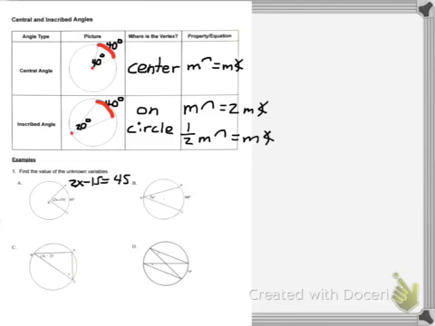And it just asked me simply to solve for the variable, so I'm going to solve for x here. I'm going to add 15 to both sides. So I get 2x equals 45 plus 15 is 60. And then to get x by itself, I would divide both sides by 2. So my final answer for A is that x equals 30.